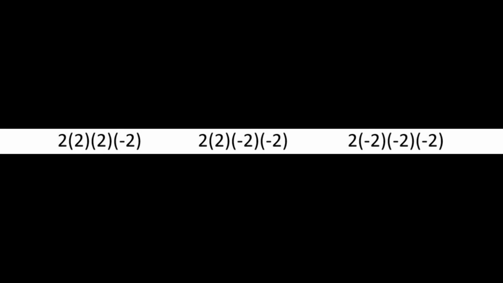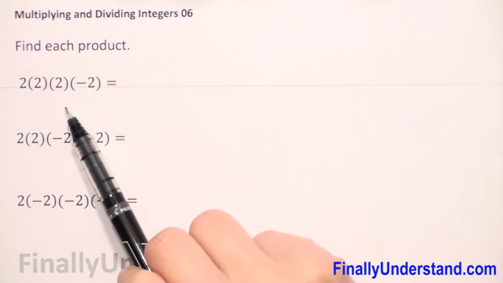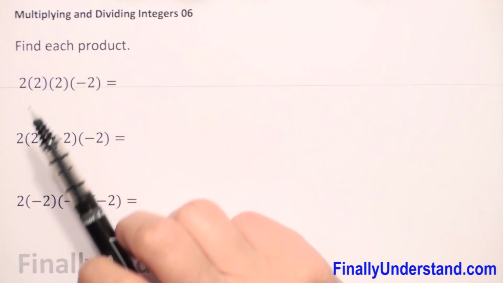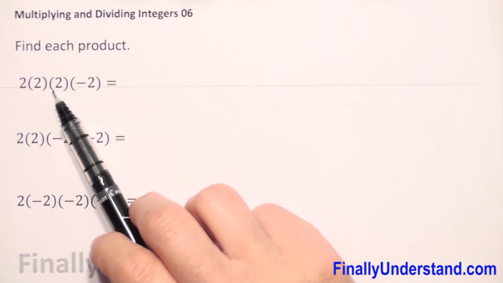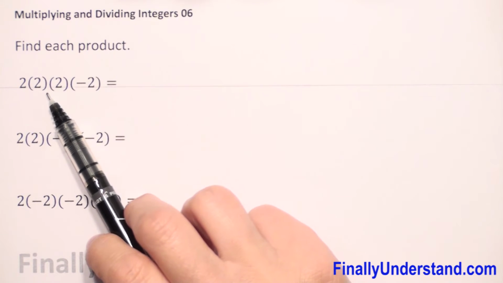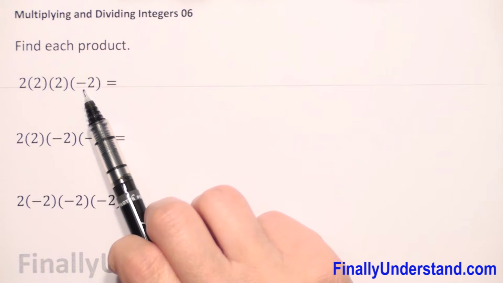We have to find the product. We have 2 times 2 times 2 times negative 2 in the first example. We have multiplication, so first we concentrate on the signs. The first three numbers don't have any sign, which means they are positive, but the fourth number has a negative sign, so it's a negative number.